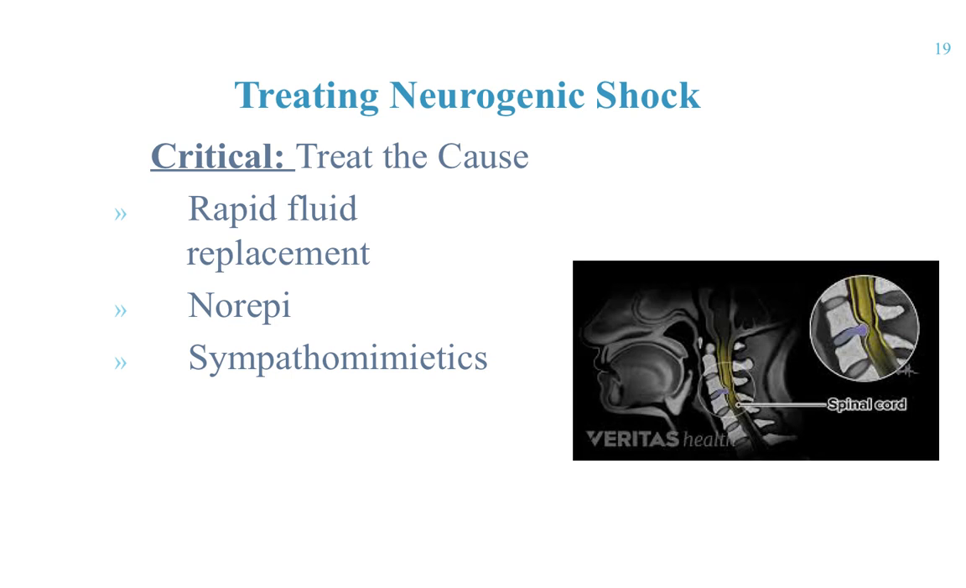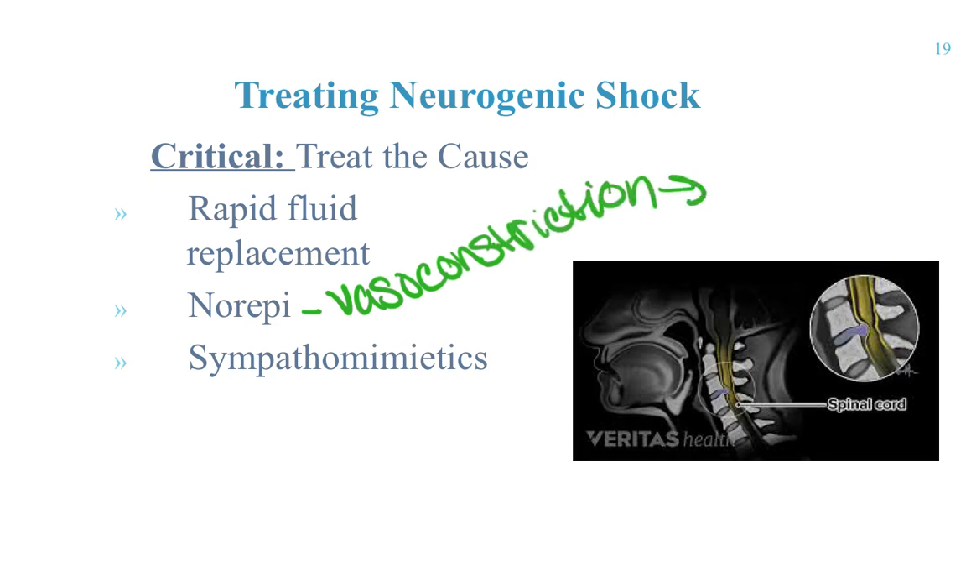Rapid fluid replacement. So it's massive vasodilation. So our body's not able, with those baroreceptors, to change the blood pressure and send that signal. So we want to make sure that we're replacing fluid. We can increase norepinephrine because that's going to increase our systemic vascular resistance, right? Because it's going to cause vasoconstriction. And that increases our systemic vascular resistance, which increases blood pressure.